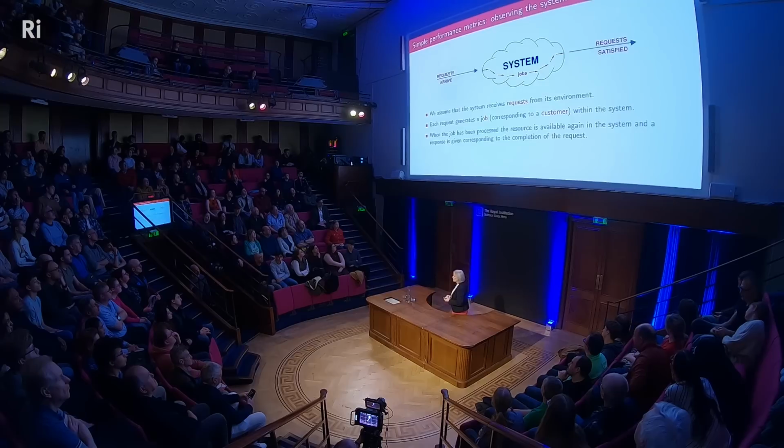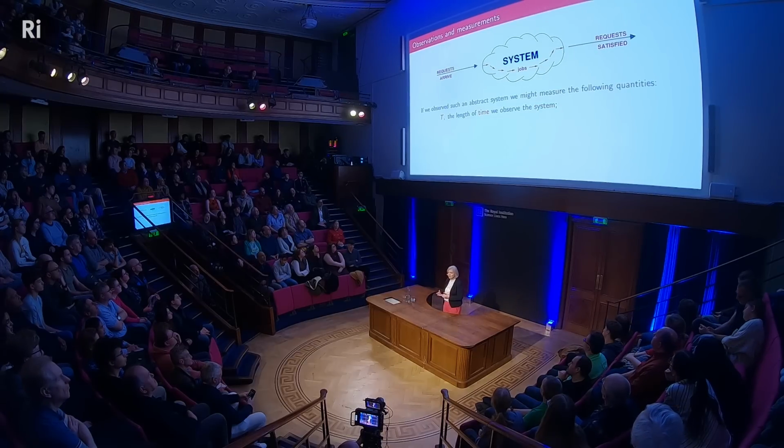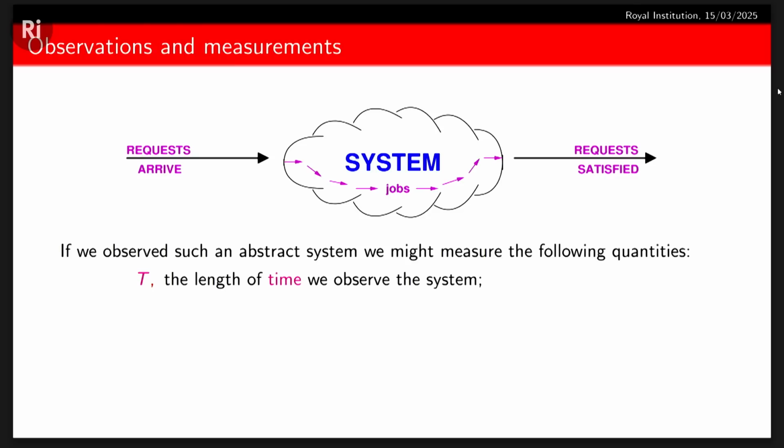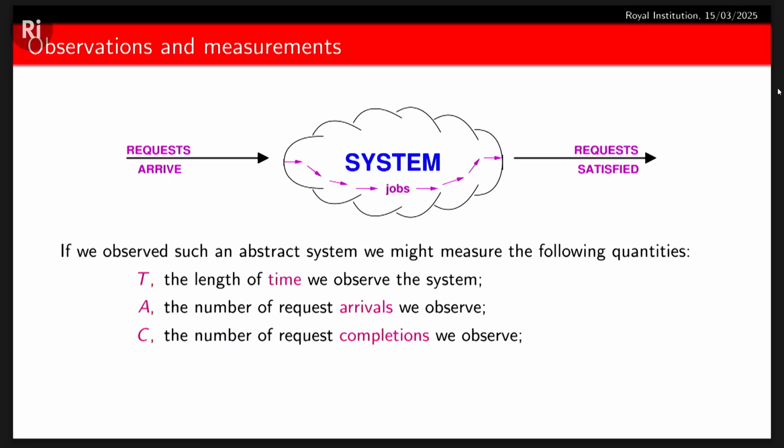Okay? So once we take this view of systems, we can start to observe them and derive some very simple ideas of how they're behaving. So the first thing is we just choose how long we observe the system. So this is a length of time which we'll call T. So for example, we might stand outside the post office and watch it for an hour. During that time, we will see a number of arrivals, a number of customers, a number of jobs arrive at the system, and we call this A, the total count of arrivals. We'll also see the people who leave, and that will be C, our completions.